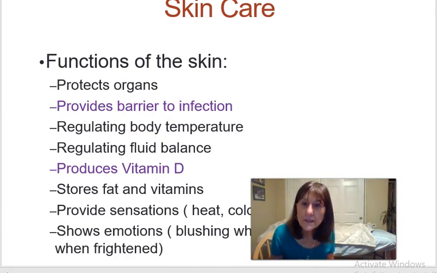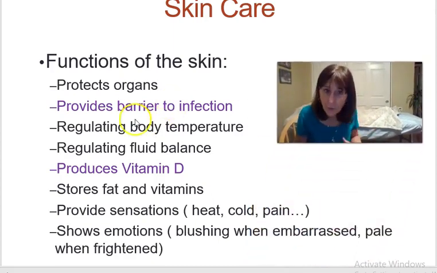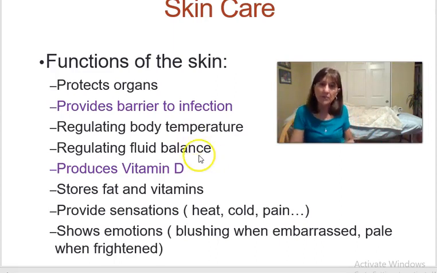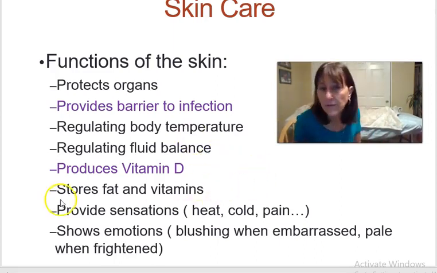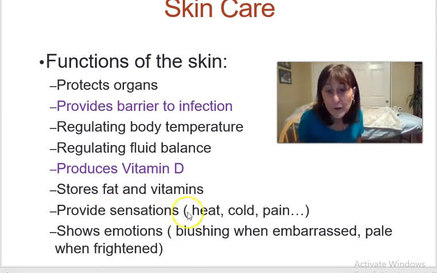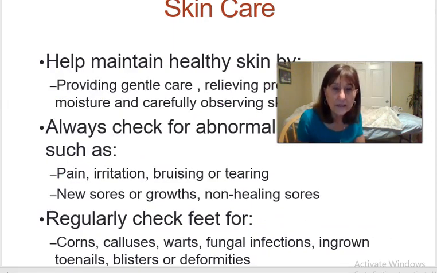So, what are the functions of the skin? It protects the other organs, but a big one is that it provides a barrier to infection, right? So any cuts or openings could get infected. It helps regulate body temperature, it regulates fluid balance, it produces vitamin D. And by the way, people need a lot of vitamin D to have a good immune system to protect themselves against COVID. It helps store fats and vitamins, and you feel sensation, right? You can feel people touch you, cold, hot. And it also helps show emotions. We blush when we get nervous about things.